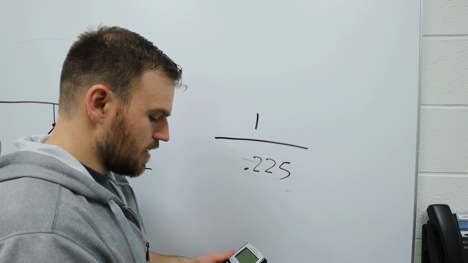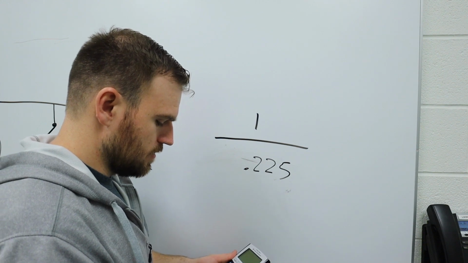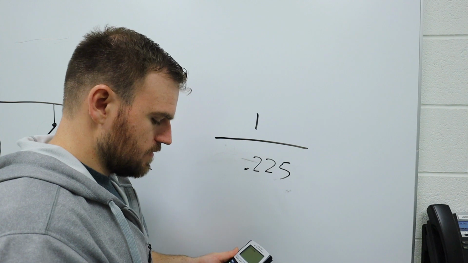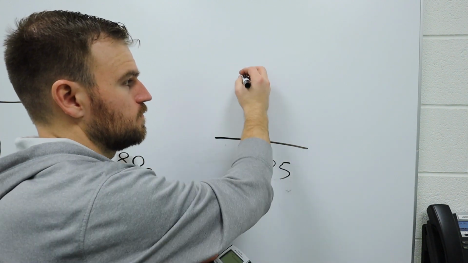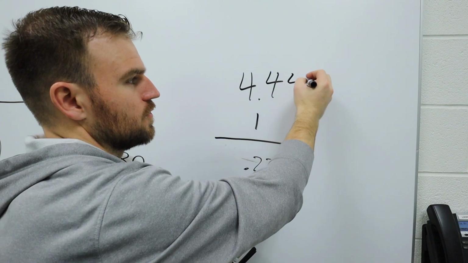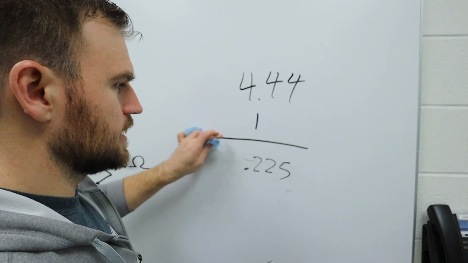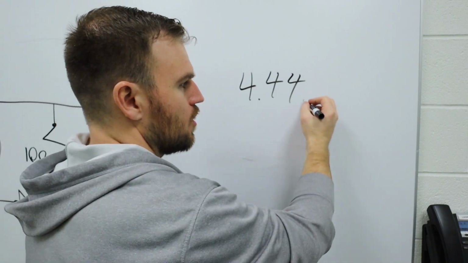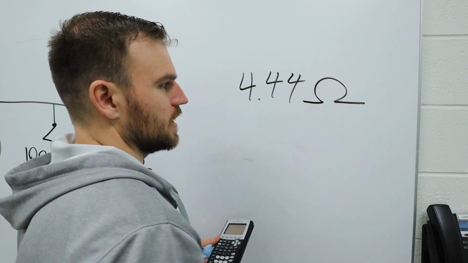We'll do that one on the calculator because it's a little bit more complicated. 1 divided by 0.225 will equal 4.44. We'll just do 4.44, okay? So like I said, we're only going to take everything to the second decimal, and this is how many ohms we have in our parallel circuit.